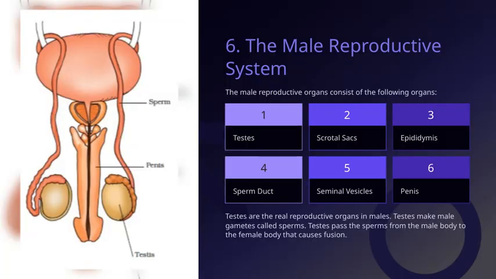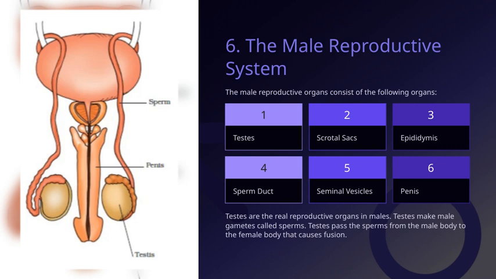Let's take a closer look at the male reproductive system. The key organs include the testes, which are the main reproductive organs in males. The testes are responsible for producing male gametes, known as sperms. These sperms are then passed from the testes into the male's body to eventually fuse with the female's reproductive cells during fertilization. Next, we have the scrotal sacs, which hold and protect the testes, helping to regulate their temperature for optimal sperm production.